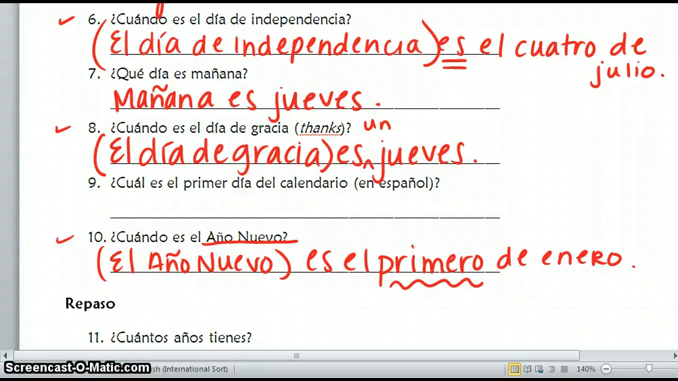And then number 9 might have been a little tricky. I can understand if that was a little tricky. But you know the word primer because you know the word primero. What is the first day of the calendar? Remember, we're talking about the Spanish calendar. So all you had to write was es lunes. You could have written el primer día del calendario es lunes. You could have put that in there before es lunes, but you don't need to. You could have just written es lunes.